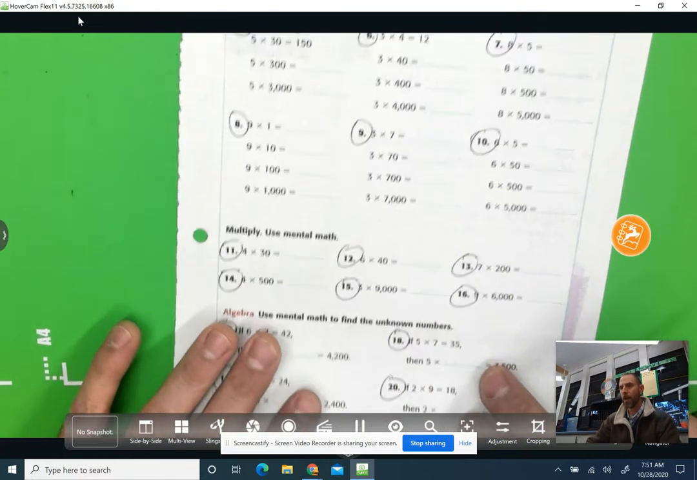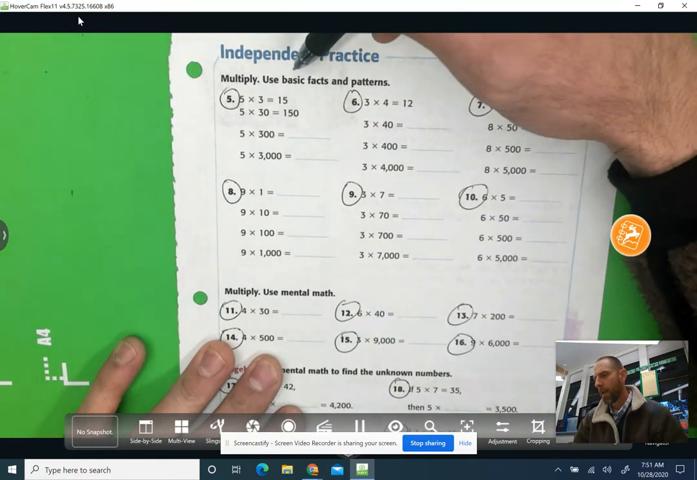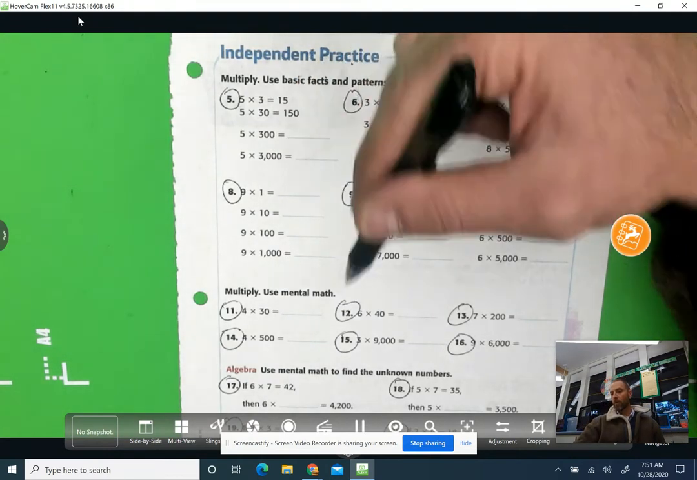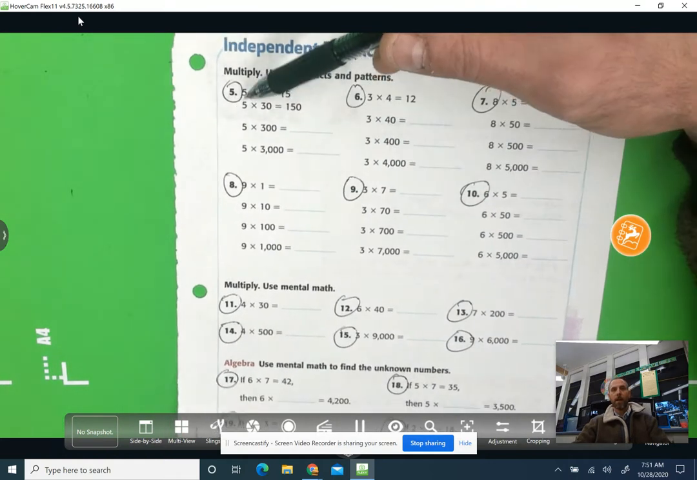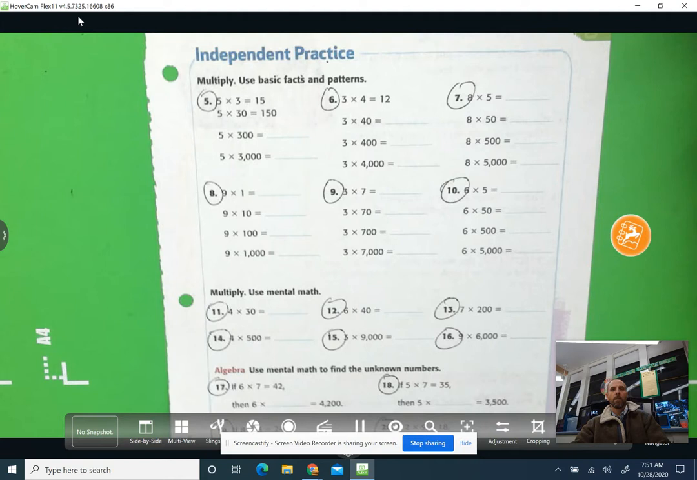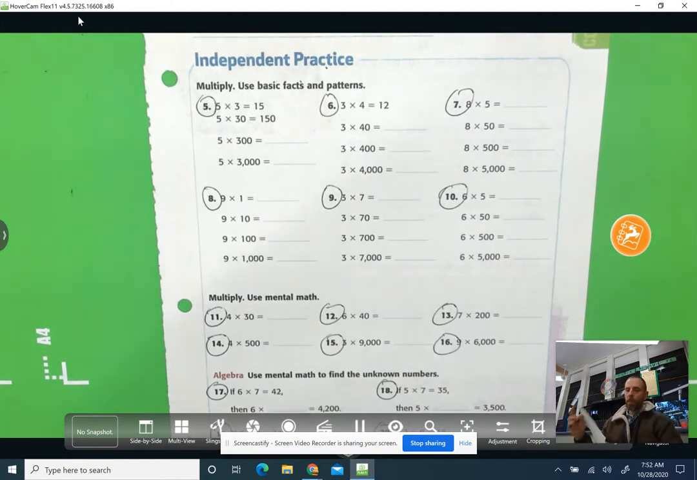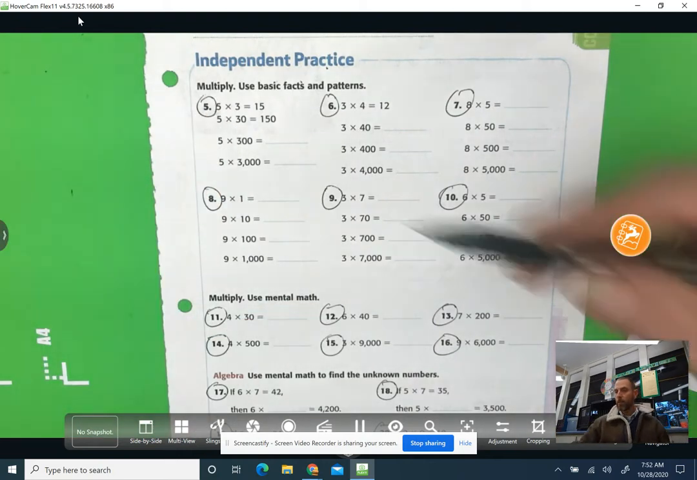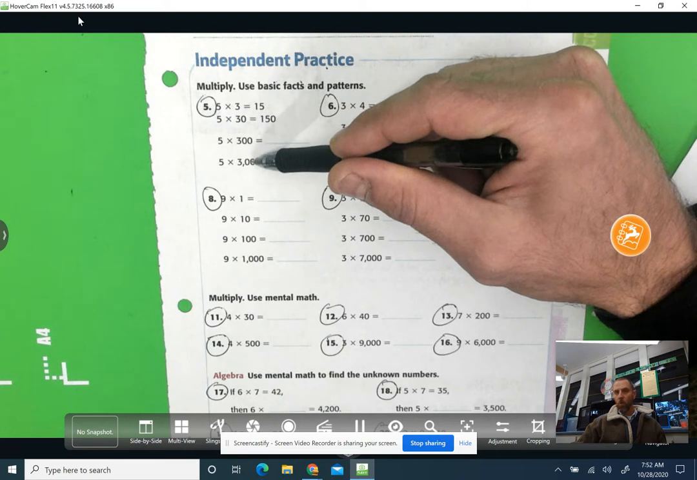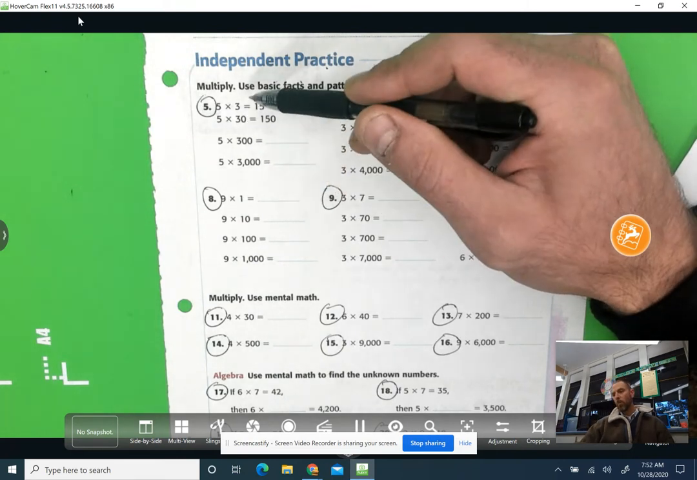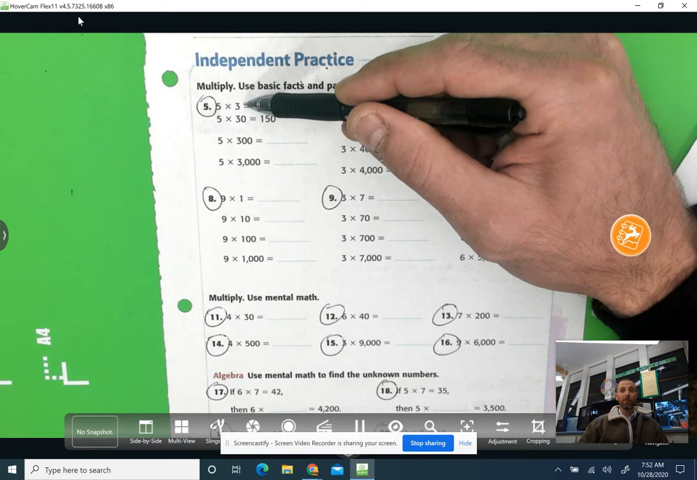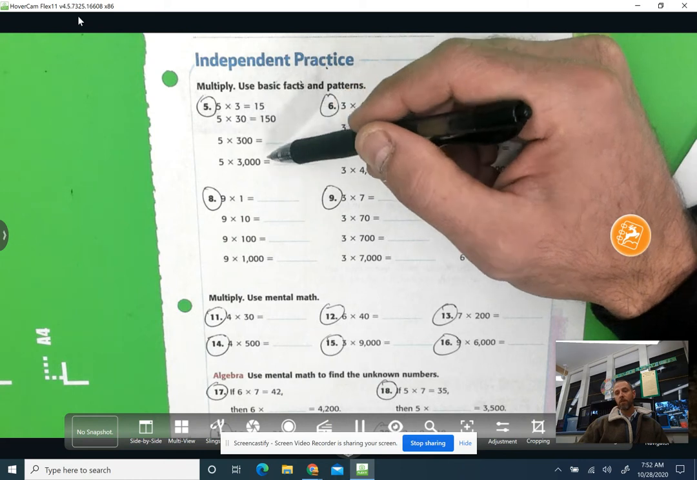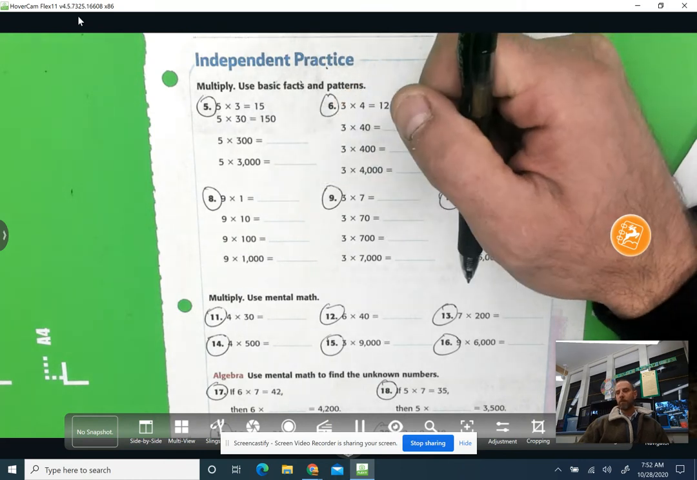So take a look here at number 5, and we are going to use basic facts and a pattern here to solve all of these problems. You can see I have 5 all the way to 21 circled here. So let's look at number 5. We have one on the top, and then 3 more number sentences below it. So what this is saying is if you can multiply 5 times 3, then you can certainly use a pattern to multiply 5 times 30, 5 times 300, and 5 times 3,000.